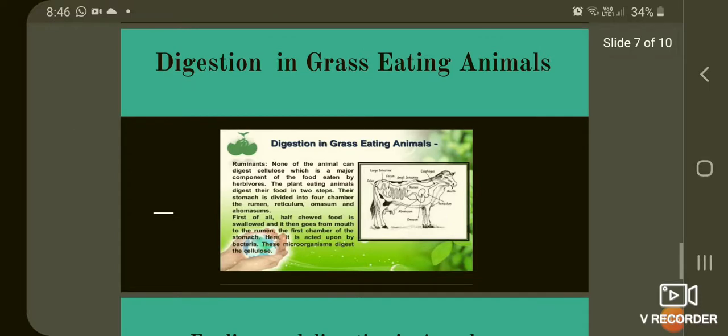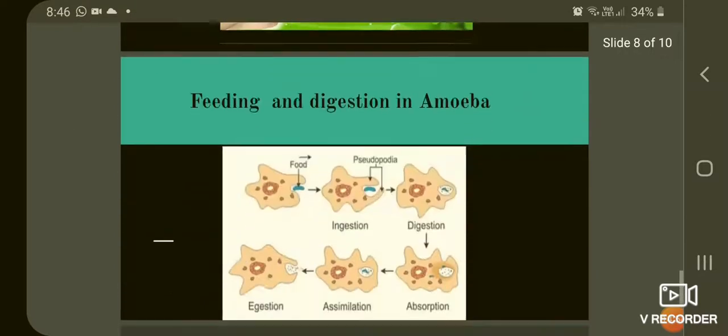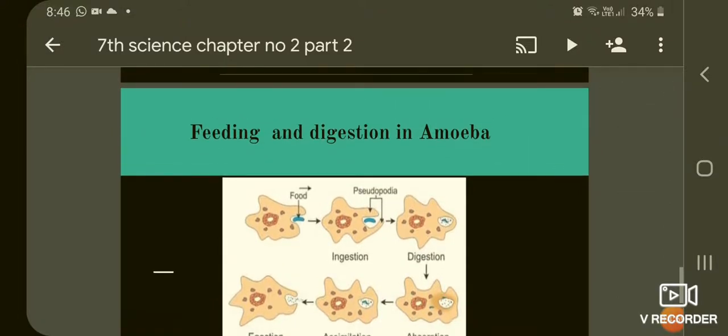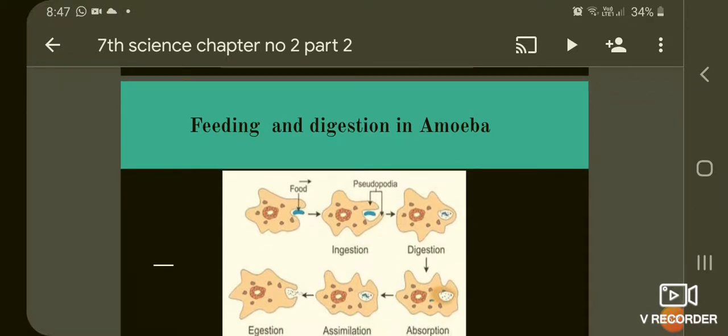Okay. Next, feeding and digestion in amoeba. You may wonder, humans have a mouth, esophagus, small intestine, large intestine, etc. What about amoeba? You all know that amoeba is a unicellular organism. A single cell can perform all the life activities of the animal. Here you are seeing amoeba feed on some microscopic organism. When it senses food, it pushes out pseudopodia around the food particle and engulfs it. The food becomes trapped in the food vacuole.